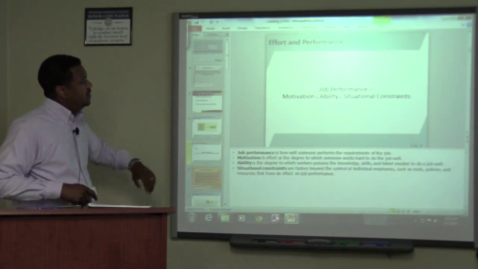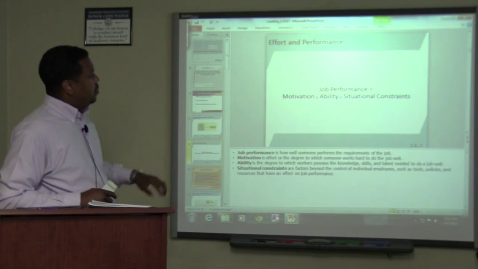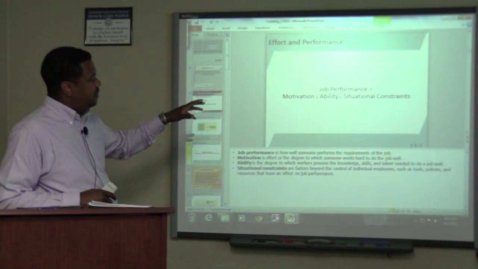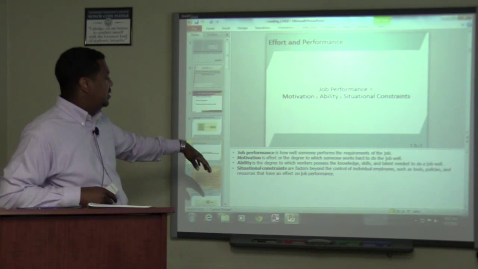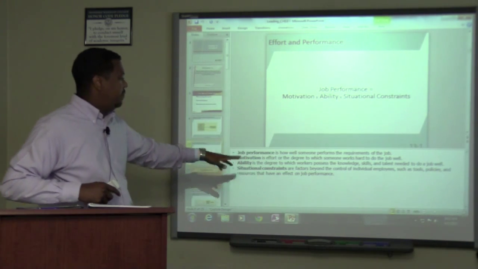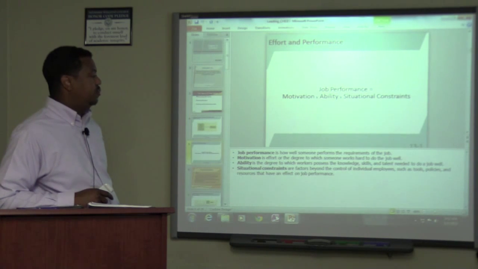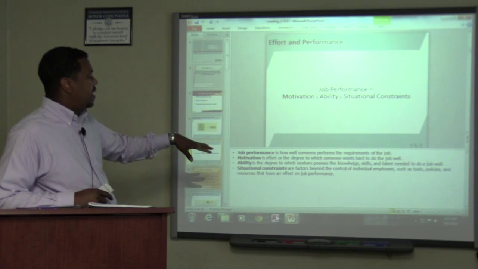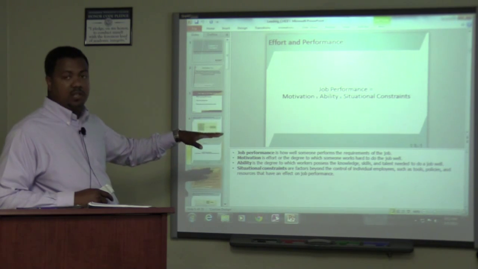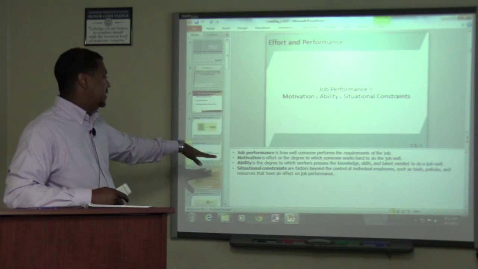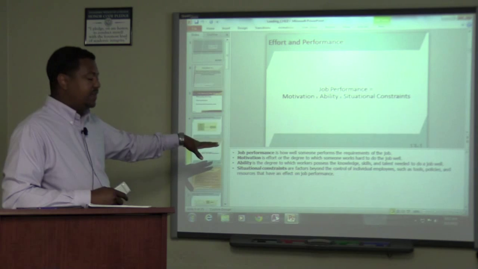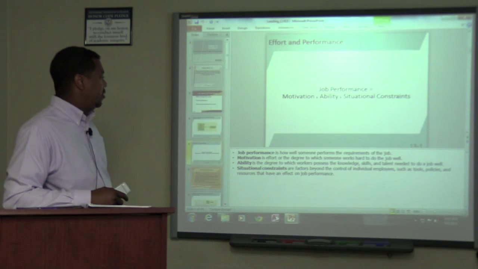So let's look at this particular equation here. We can measure performance by motivation, ability, and situational constraints. So let's look at job performance. Job performance is how well someone performs the requirements of that particular job, while motivation is the effort, or the degree to which someone works hard to do the job well. So they have to have a clear motivation of why they want to be successful in completing that particular task that we have designated for them in that organization.